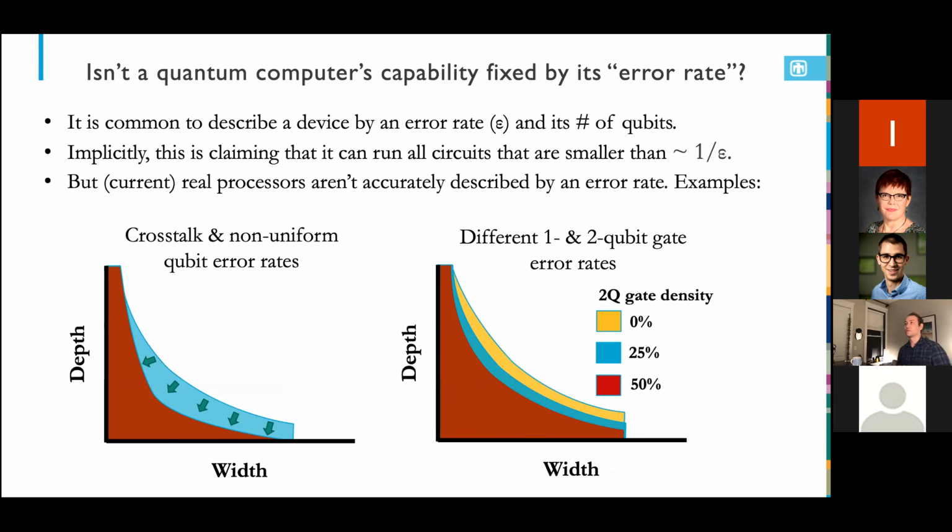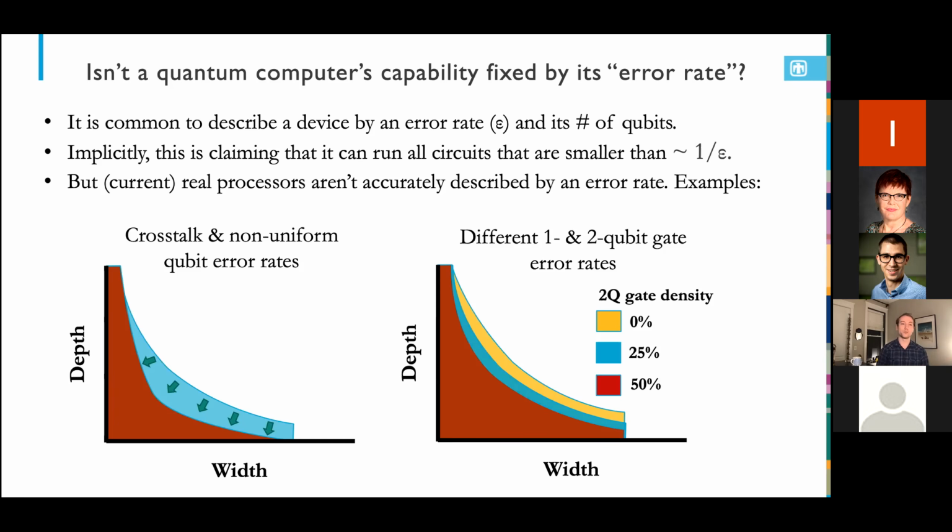But the problem is that real processors really aren't accurately described by a single error rate, as I'm sure most people here are perfectly aware. So there are many, many ways in which this isn't true. I'm just going to give you a couple of really simple examples just to be illustrative. And so one possibility is this crosstalk or just non-uniform qubit error rates, in which case, as you increase the width of your circuit, you have to add in worse qubits.